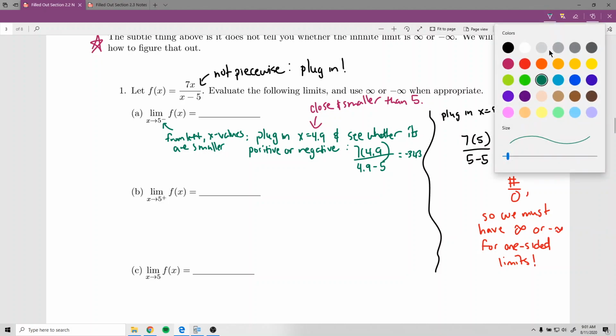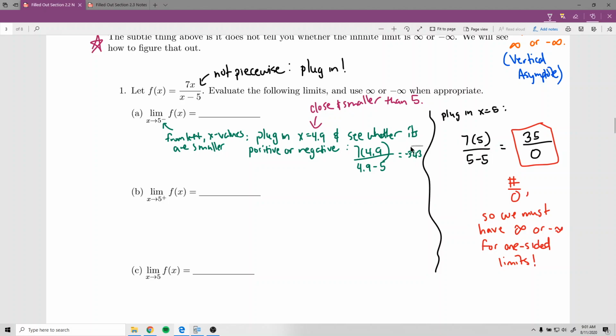343. Right, now the main thing here, since we got a negative out and we are close, that means this is going to go to negative infinity. Okay, so it has to be infinity or negative infinity. We plug in a number that's close into the left and see that it is, in fact, negative infinity.